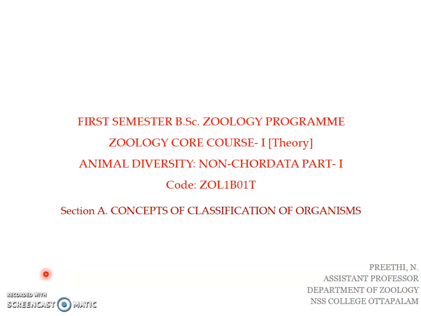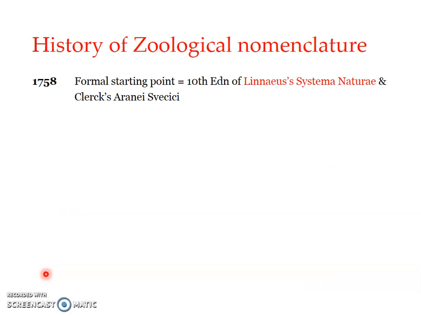Welcome to another session on the concepts of classification of organisms for the first semester BSc Zoology program. And here we are going to discuss the history of zoological nomenclature. The origin of an internationally accepted code of rules for zoological nomenclature was initiated in 1758 with the publication of the 10th edition of Systema Naturae by Linnaeus.